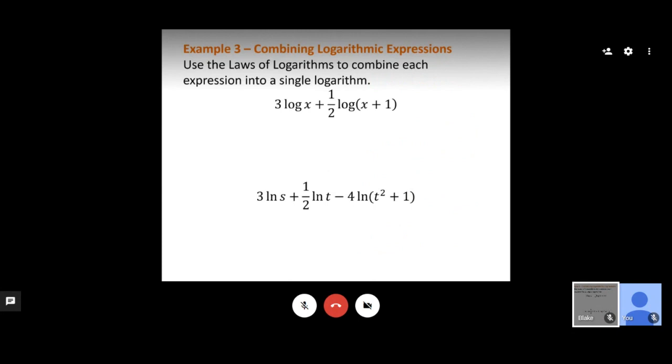All right. So now we're going to combine each one of these into a single logarithm. And so again, we have to think through what are the steps, what would we do first, so that we can get all this together. So what do you think we should do first with these if I want to combine them?